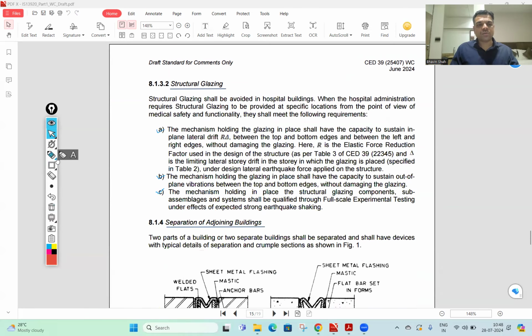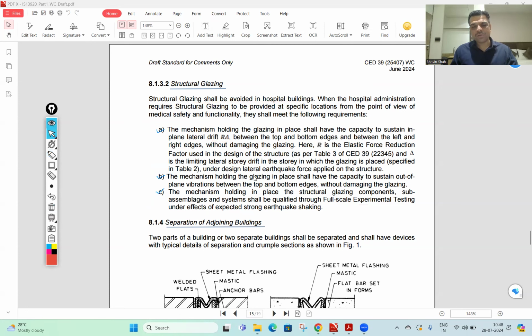For the structural glazing also, it is said that the structural glazing shall be avoided in the hospital buildings. And if it is required to be used, then very stringent requirements are identified here. The glazing is required to be designed to sustain the lateral drift, which is R times delta. It also suggests carrying out full-scale experimental testing under the effects of expected strong earthquake shaking, because glazing is a vulnerable element during extreme seismic events. So it is said that it shall be avoided in the hospital buildings.